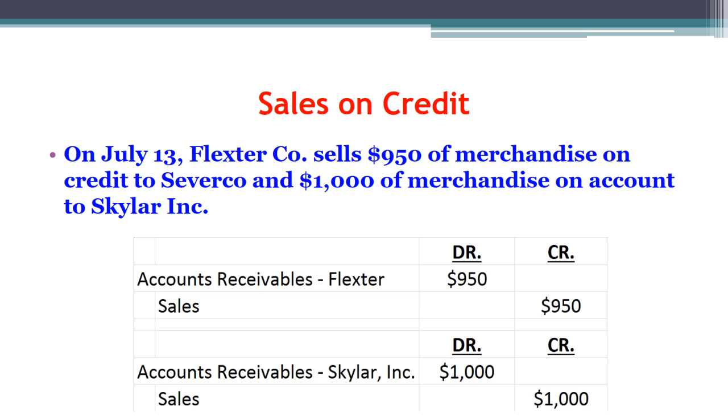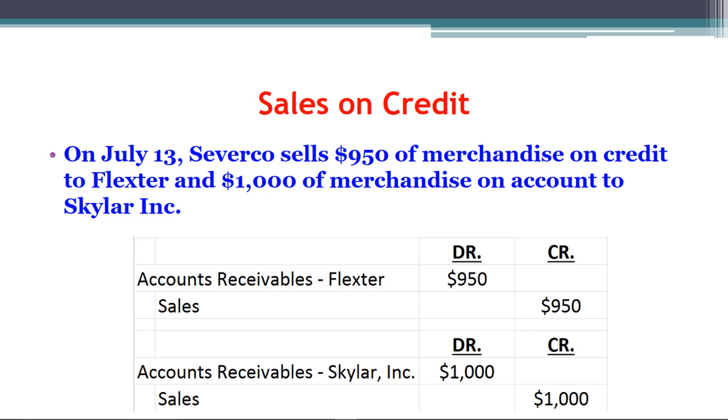In this example, we have two different customers who have purchased merchandise from this company. So here we have some examples. On July 13th, Severson sells $950 of merchandise on credit to Flexter, one customer, and $1,000 of merchandise on account to Skylar Incorporated. The important thing to note here is we have two terms, on credit and on account. These mean the same thing. It means the seller is granting the customer extra time to pay.